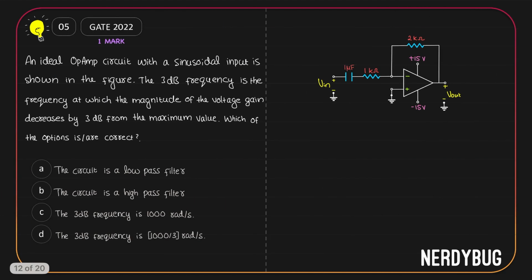Let us see the next problem. We have an ideal OpAmp circuit with a sinusoidal input. The 3 dB frequency is the frequency at which the magnitude of the voltage gain decreases by 3 decibels from the maximum value. We have to find out the correct options from the 4 given. The first option says the circuit is a low pass filter. Second one says it is a high pass filter. Third one says the 3 dB frequency is 1000 radian per second, and the fourth one says it is 1000 divided by 3 radian per second.